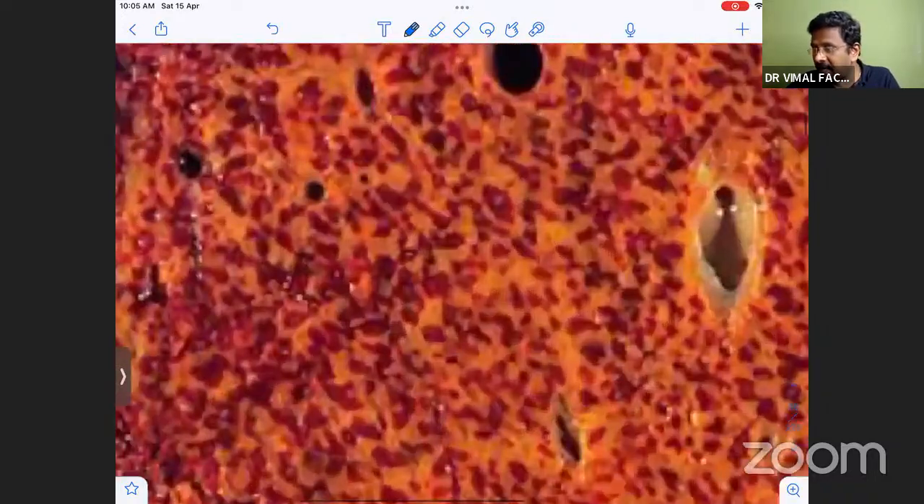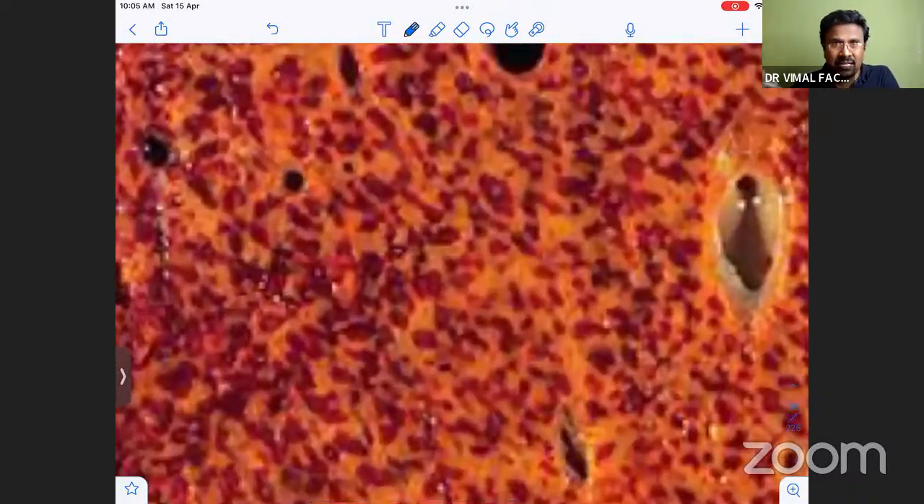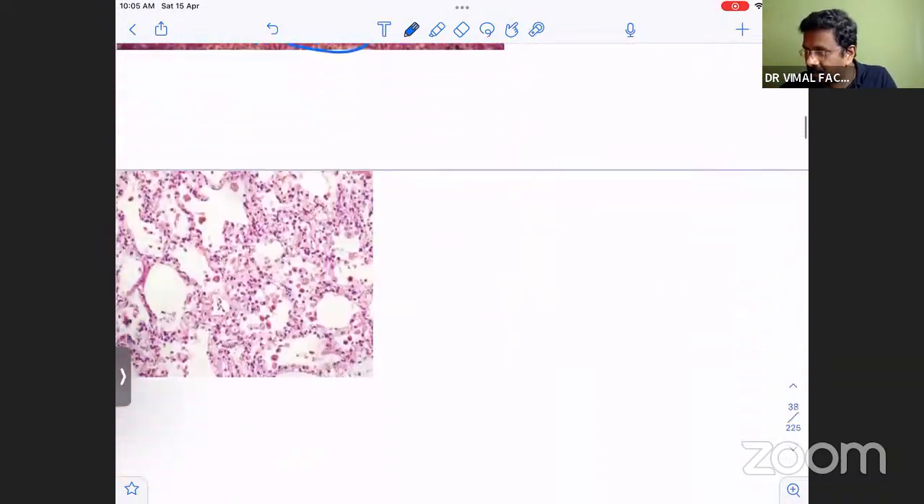So you can get alternating red and viable areas. Red indicates the areas of hemorrhagic necrosis, and the pale area indicates viable tissue. So only then are you getting this CVC liver nutmeg appearance, okay.